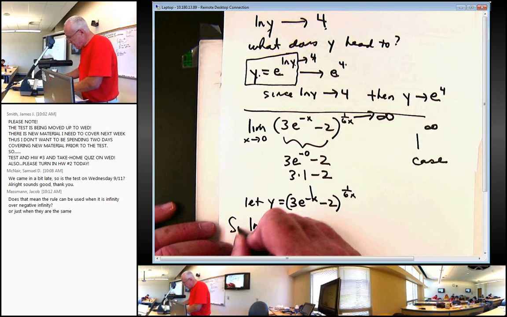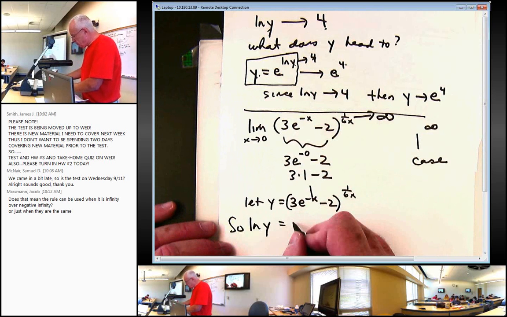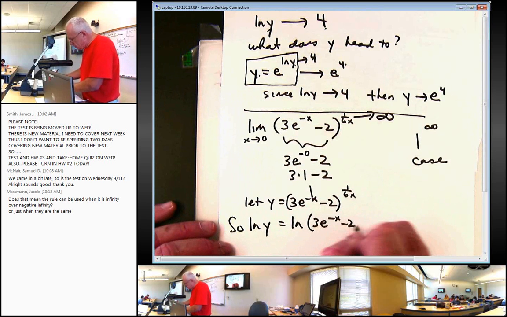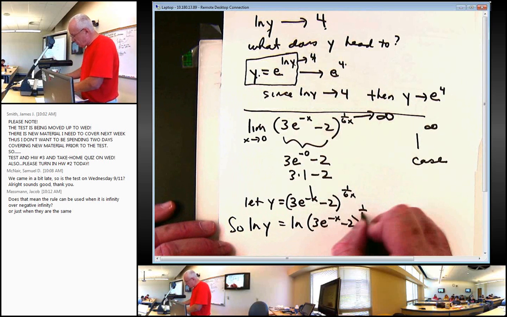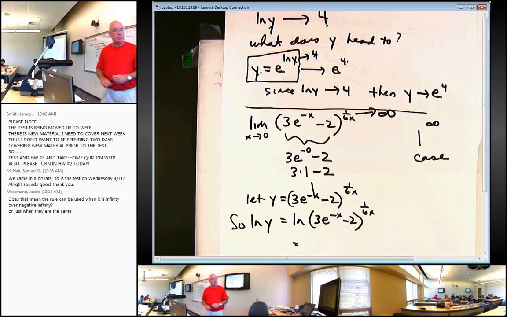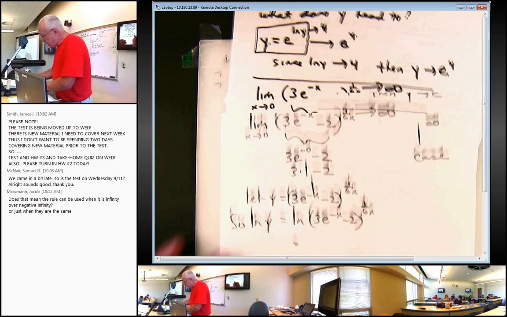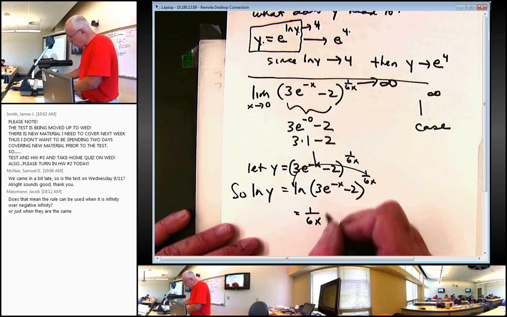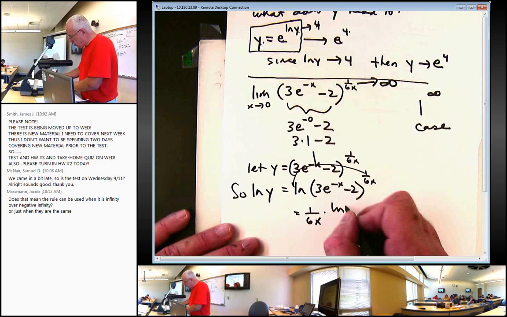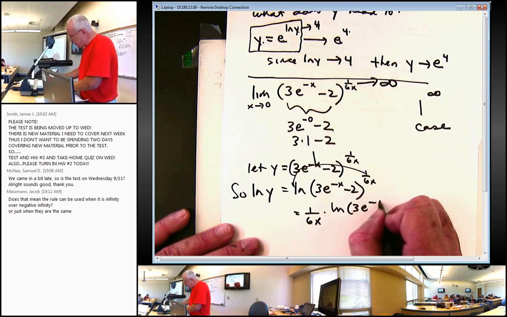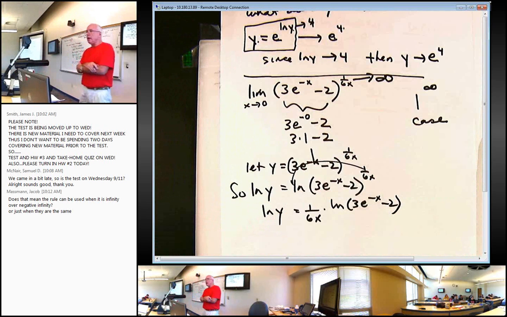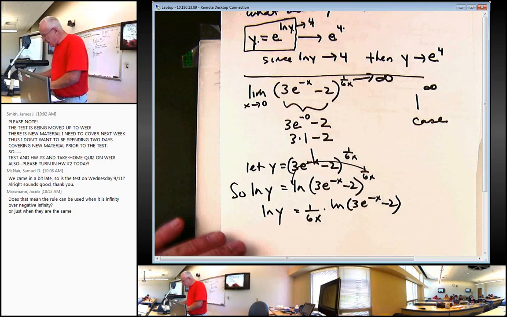So the ln of y is equal to the ln of 3e to the minus x minus 2 to the 1 over 6x power, and I use my rule of logs. I carry down the 1 over 6x, so it's equal to 1 over 6x times the natural log of 3e to the minus x minus 2. So that's what the natural log of y equals. Now we want to see, and remember, x is approaching 0.